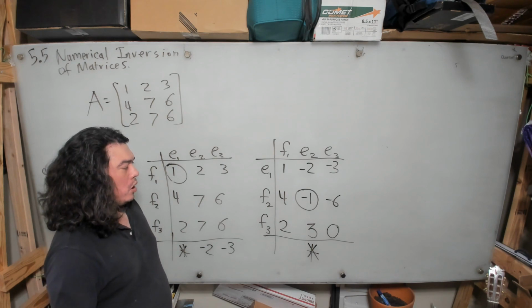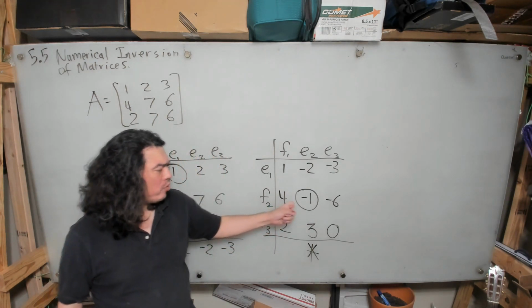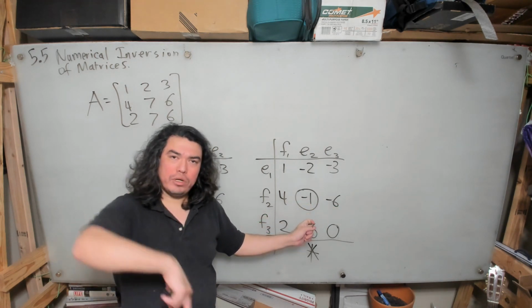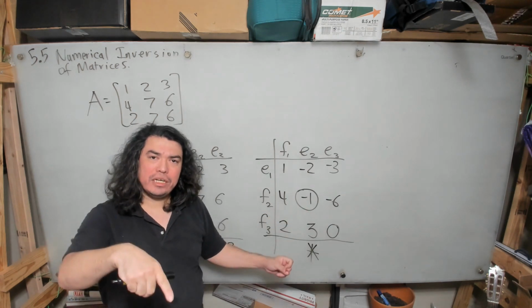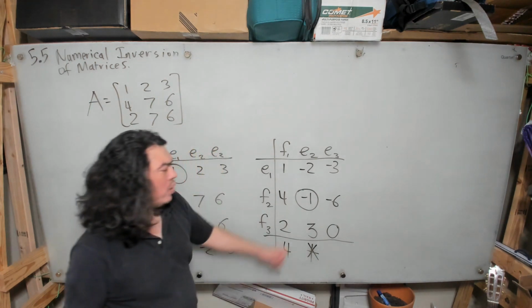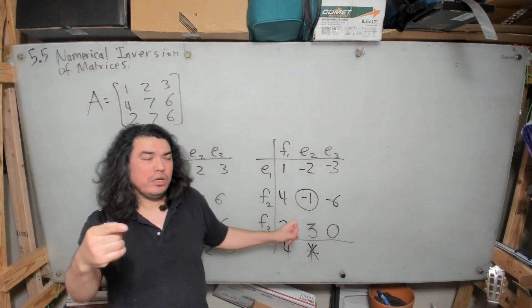Okay. And then I'm going to divide each member of the pivotal row by the pivot and then multiply by negative 1. So what's 4 divided by negative 1? Negative 4. Times negative 1? 4. What's negative 6 divided by negative 1? Positive 6. Times negative 1? Negative 6.